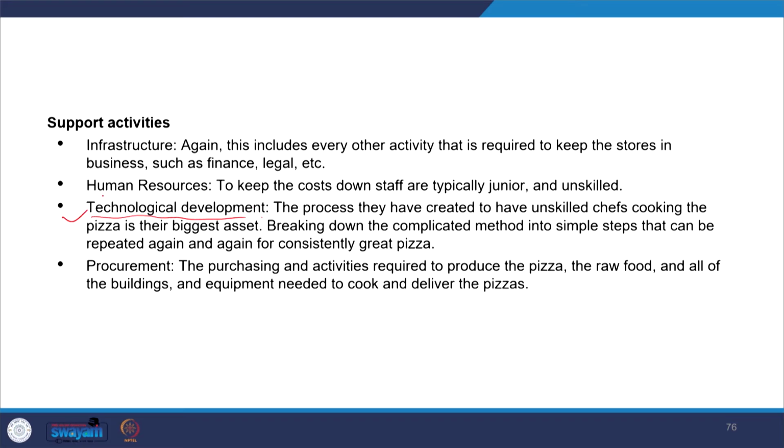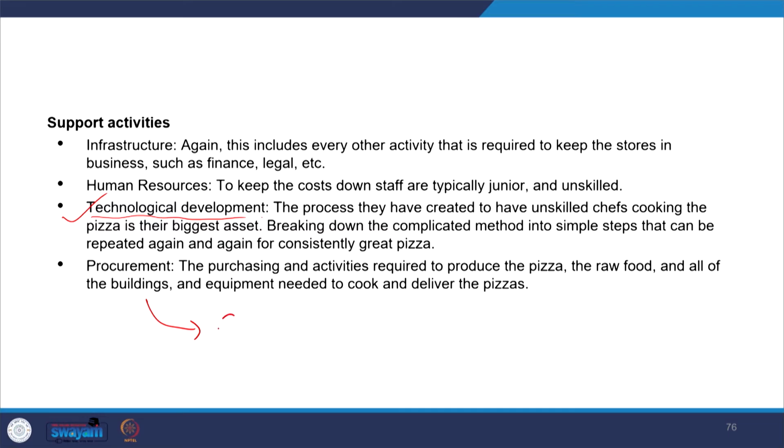So these companies have invested a lot into technology. And finally, when it comes to procurement, the purchasing and activities required to produce the pizza, the raw food and all of the buildings and equipment needed to cook and deliver the pizzas. The company has a very strict policy of how they can support the procurement process. So today you see procurement is no more just procurement. Today we talk about strategic sourcing, right. Most of these companies are involved in strategic sourcing, right. I will explain sometime what strategic sourcing is and why it is different. Strategic sourcing has become a very key driver of the profitability of firms.